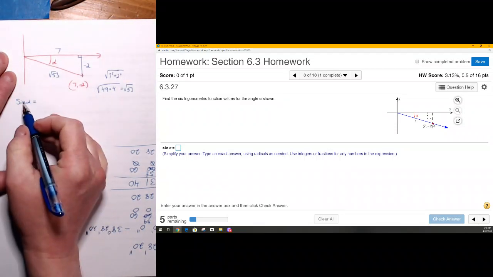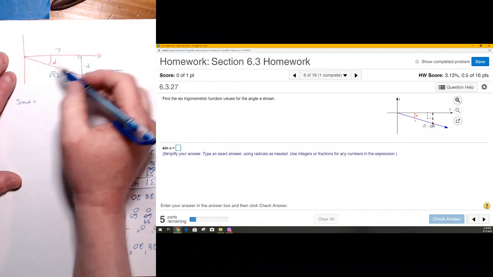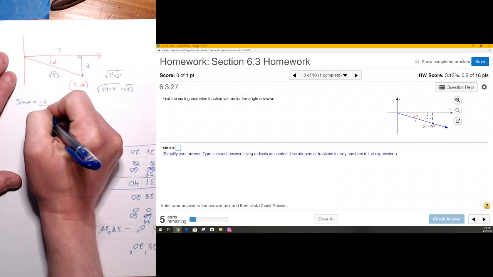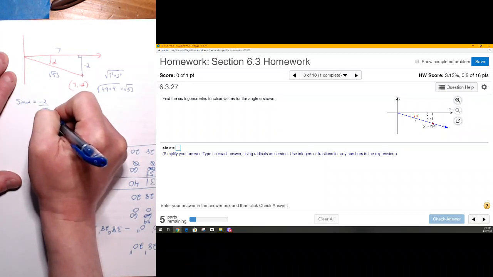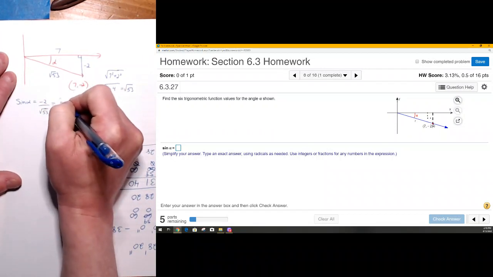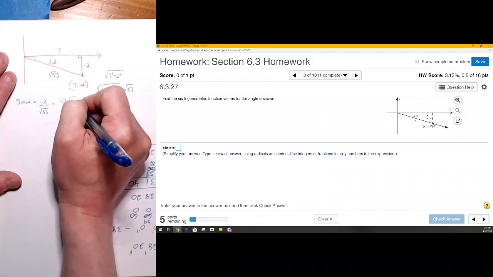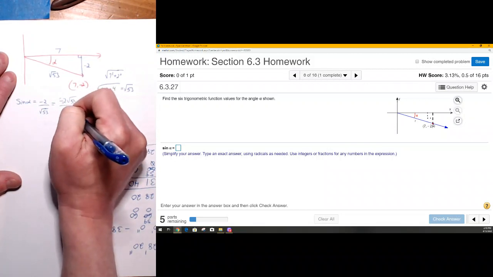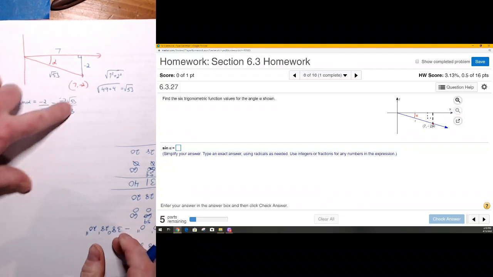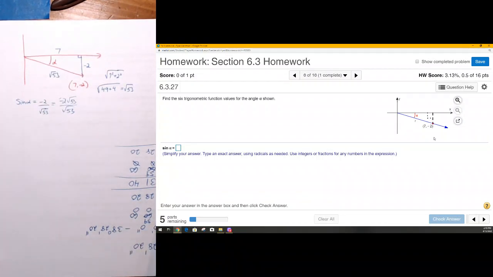So the sine is going to be equal to the opposite over the hypotenuse, which is going to be equal to -2 over root 53, or -2 root 53 over 53. And then you go through all 6 trig functions that way.